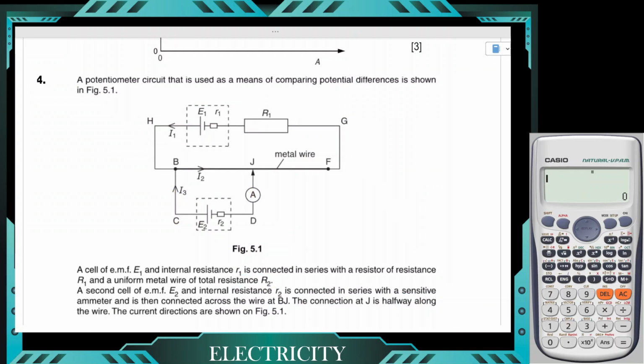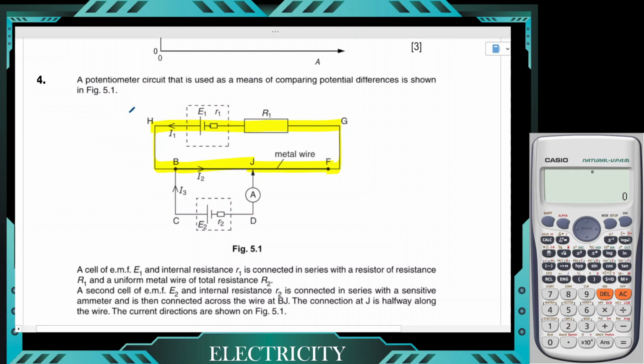Highlight the loop first. Before I do anything, let me highlight the loop of the question. So this is the loop that they are referring to: H to B, and then B to J, and then J to F, and then F to G, and then from G all the way back to H. So this is what we have, and in this loop you have to apply the KVL. Before I do anything, we'll solve the question in sequence, but it's just for introduction.